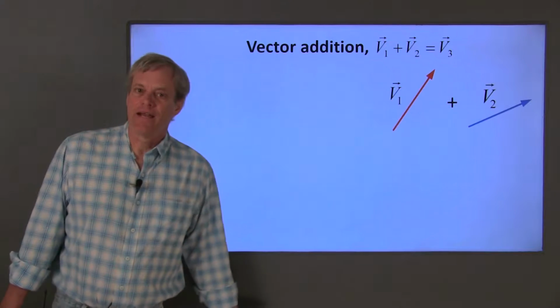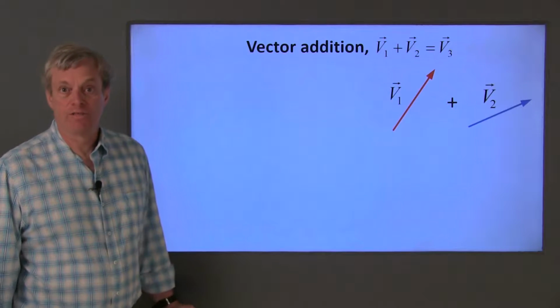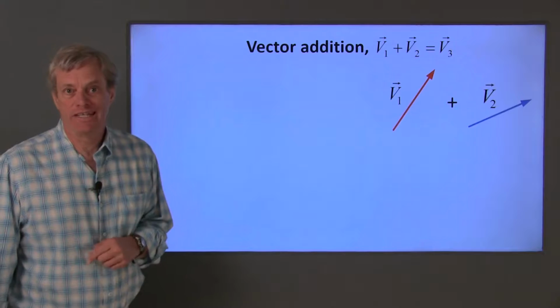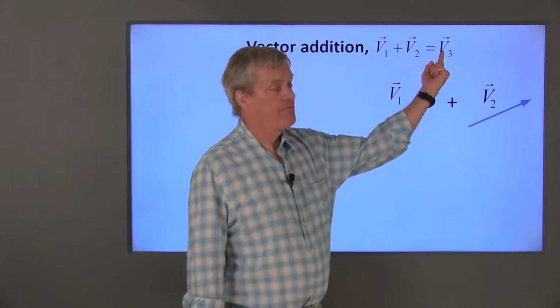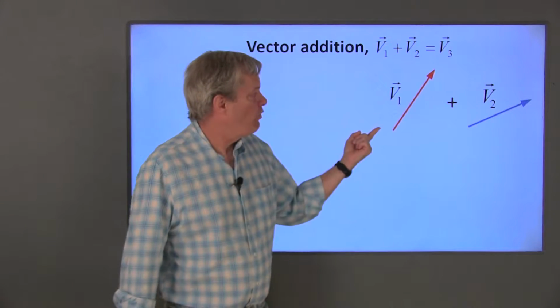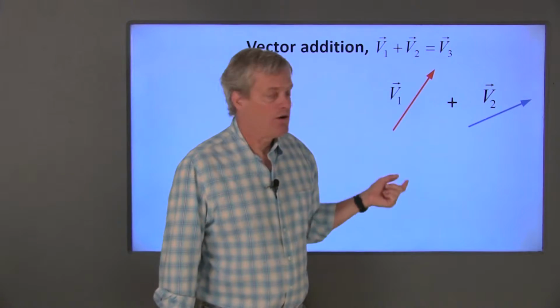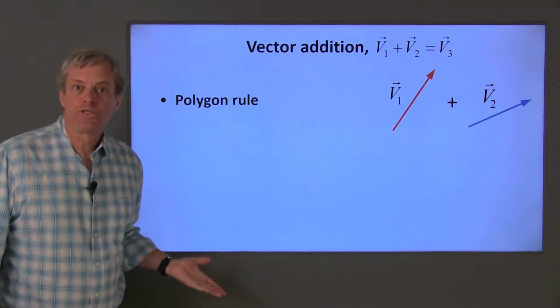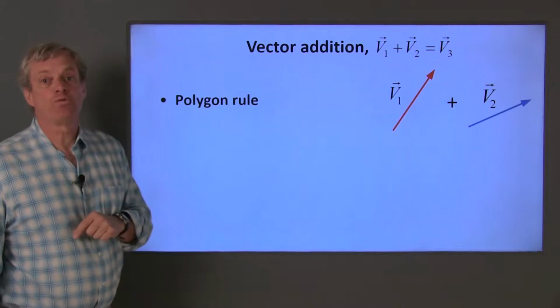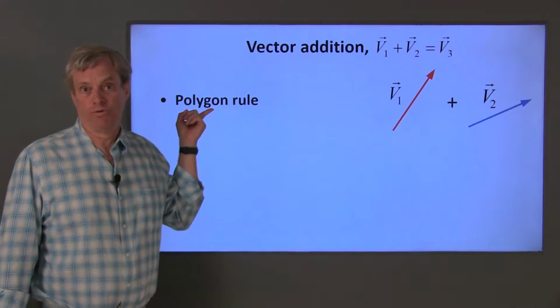There are lots of mathematical relationships involving vectors, but in this video I'll focus on addition. I'm going to add two vectors, v1 and v2, to get a vector v3. v1 will be represented as a red arrow and v2 as a blue arrow. There are a couple of approaches towards vector addition. The first one I'll talk about is called the polygon rule.